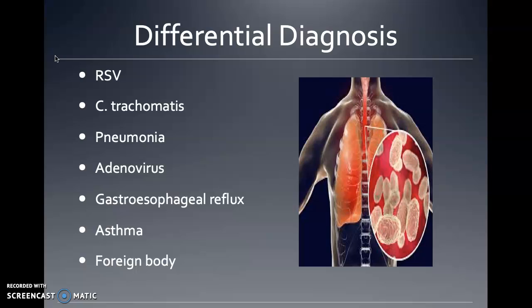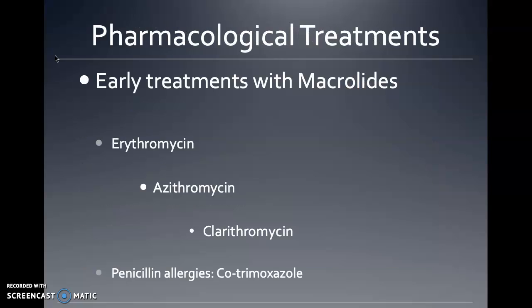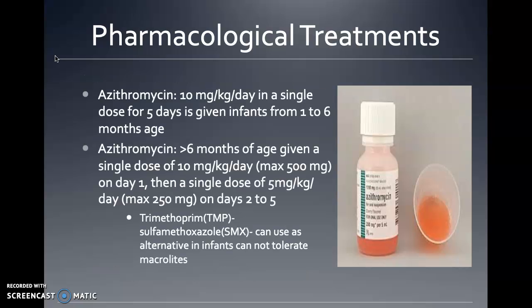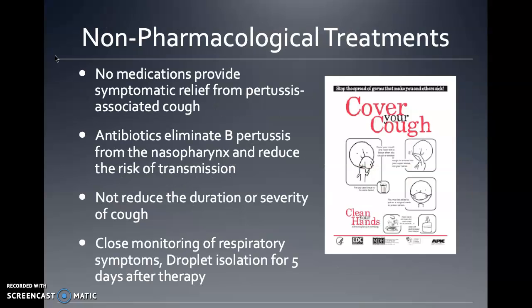Differential diagnoses are RSV, Streptococcus, pneumonia, adenovirus, reflux, asthma, or foreign body. And the pharmacological treatments are early treatments with macrolides: erythromycin, azithromycin, and clarithromycin. And these are the azithromycin doses. And if a child cannot tolerate macrolides, Bactrim can be used.